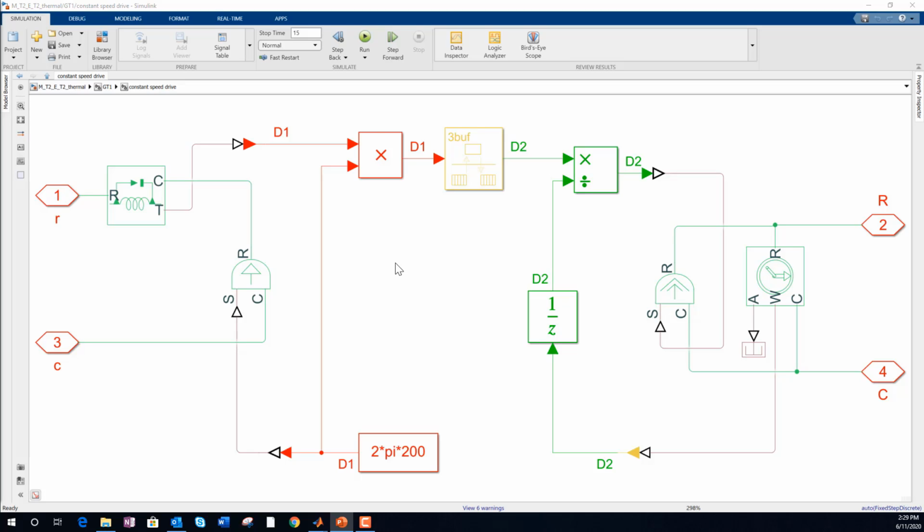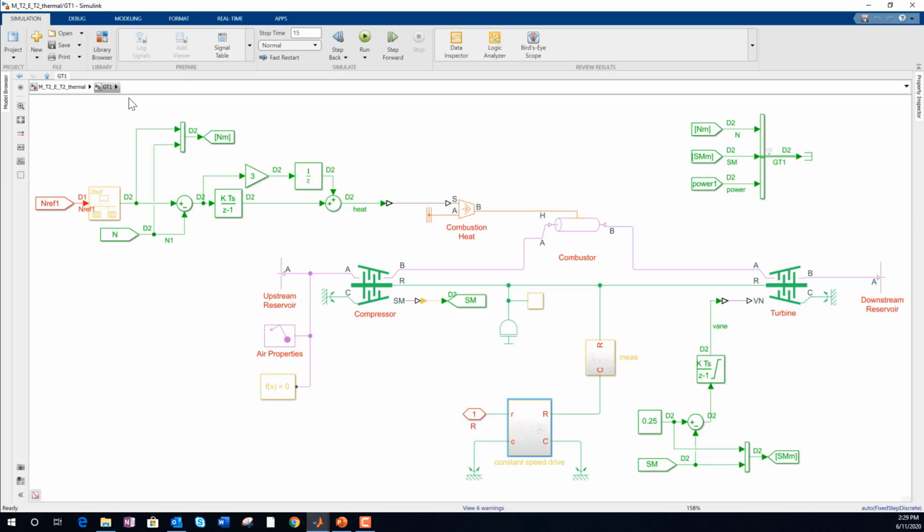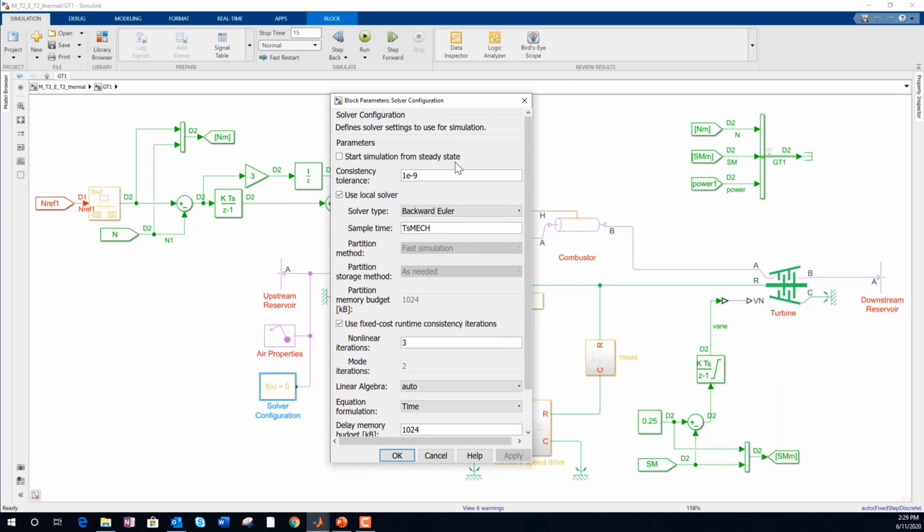Another point I should note is that for the solver configuration for the gas turbine, I'm using backward Euler with 3 nonlinear iterations. The reason I'm doing this is the equations for the gas turbines are complex nonlinear equations, and so I need to use backward Euler to solve these accurately.